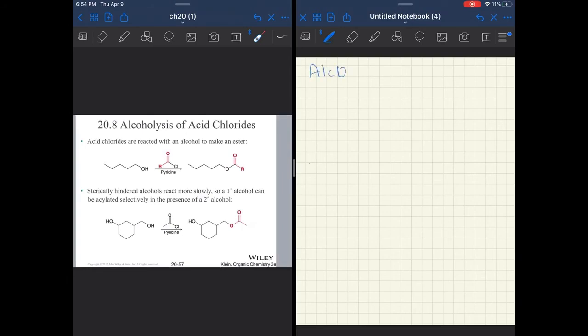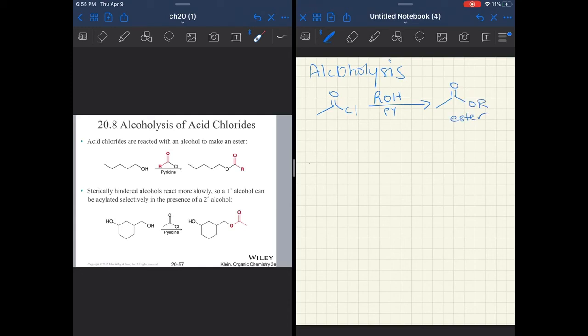Alcoholysis is going to look very similar. All right, we're going to have our acid halide. We are going to react it with an alcohol. There might be pyridine around to absorb that acid that we're going to make. And we're going to make an ester. Right? So this gives us access to esters.